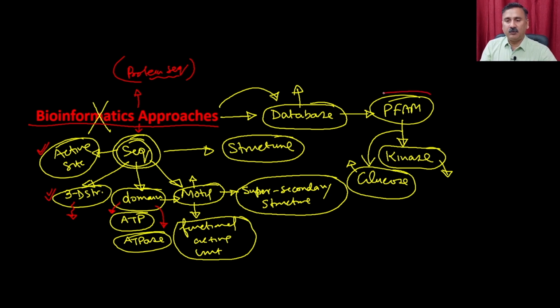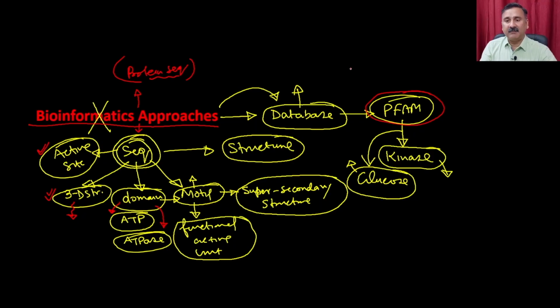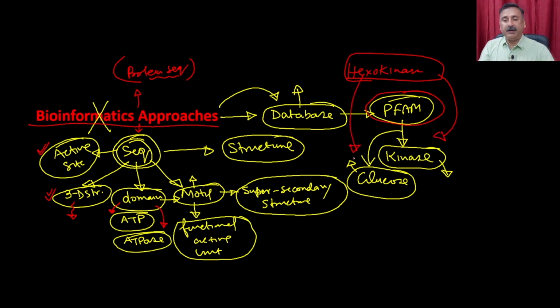For example, you can go through the PFAM database and it is going to tell you whether this particular protein is a kinase, whether it has the binding sequences for binding glucose or not. So for example, when we're talking about hexokinase, if it is a hexokinase and you blast that into the PFAM database, it will say that it has a kinase domain, it will say that it has a glucose binding site and all that, and you can do that.